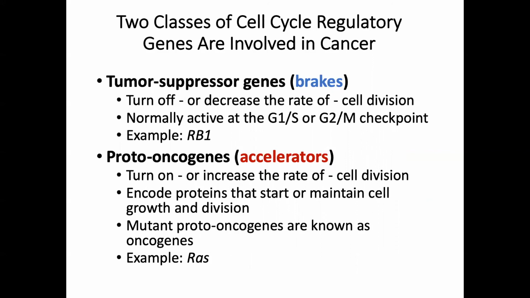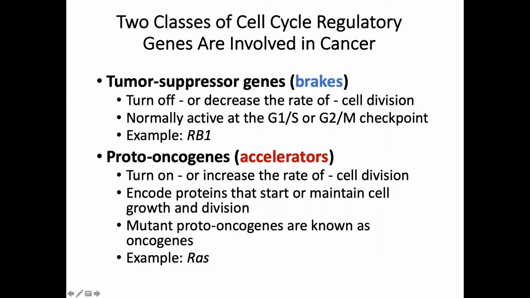Here the mutations can be classified into two categories. Tumor suppressor genes that work as brakes. One example is the p53 gene. Okay, we will also talk about another famous tumor suppressor gene named RB1.